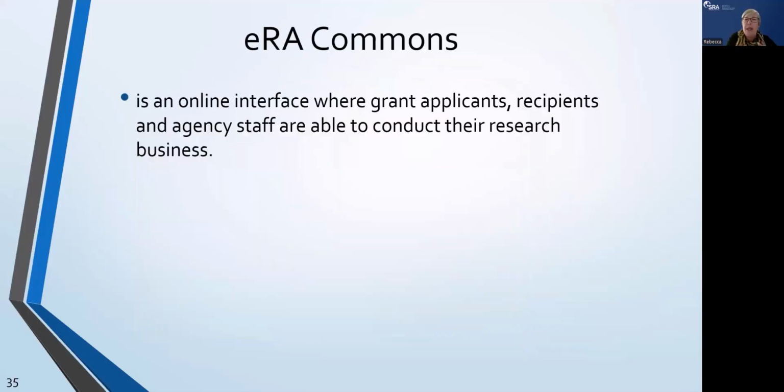So exactly, what is the Commons then? Well, it's this online interface where applicants, recipients, and agency staff are able to conduct their research business. It's not just where the applications go. Once a grant is awarded, a PI can see the status of their application. The notice of award is published in the Commons. We don't have paper anymore. The notices of award, post-award actions, change of institution, prior approvals, they are all done through the Commons.